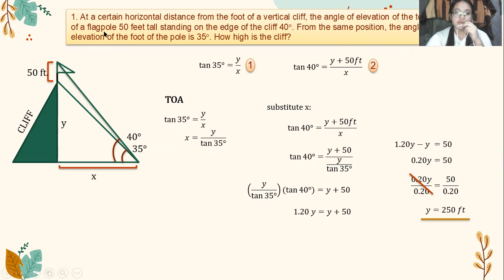elevation of the top of a flagpole 50 feet tall standing on the edge of the cliff is 40 degrees. From the same position, the angle of elevation of the foot of the pole is 35 degrees. How high is the cliff?